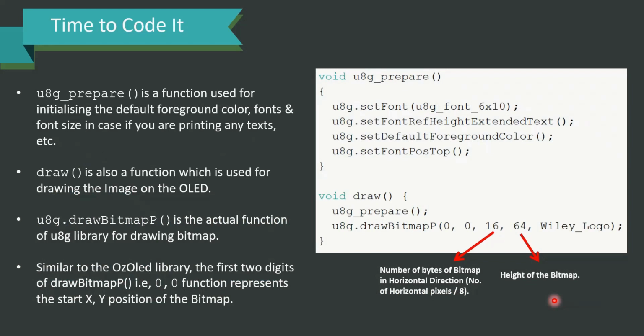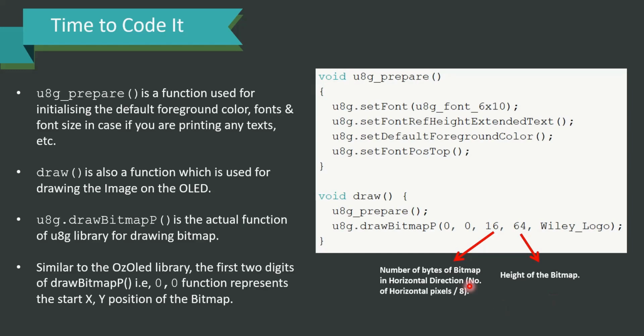Draw is a method or a function which is used for drawing an image on the OLED. Similarly, u8g.drawBitmapP is the actual function of the u8g library for drawing a bitmap. Similar to the OZ OLED library, the first two digits of drawBitmapP, that is 0, 0, represent the x, y position of the bitmap. You can see the same set of content presented as a code snippet in front of you.